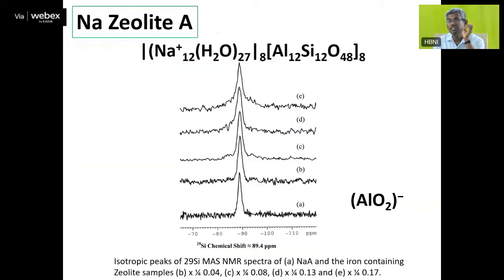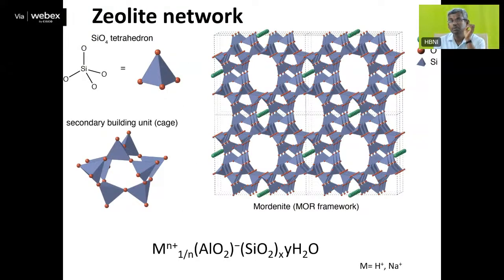So why are we saying the silicon to aluminium ratio is important? Because depending upon the silicon to aluminium ratio, the charge inside the cavity also changes, the number of replaceable sodium ions changes, and the cavity size also changes. The pore size or the cavity size in zeolite changes with the silicon to aluminium ratio.